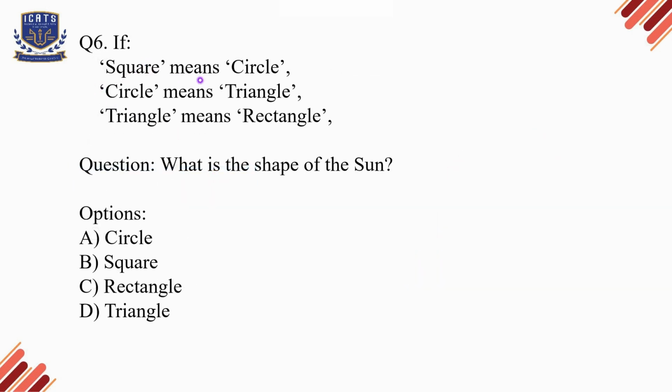Question number 6. If square means circle, circle means triangle, triangle means rectangle, what is the shape of the sun? Option A is circle, option B is square, option C is rectangle, and option D is triangle. We know that the shape of the sun is a circle, but it is mentioned here that square means circle. So we will select option B. The shape of the sun will be square, and it will be understood that we are trying to represent a circle.